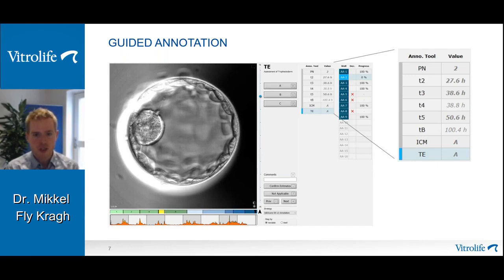As you can see in the screenshot, all the different parameters have been estimated beforehand by the AI. In this case, some of the predictions are marked with bold. This means that the AI is more confident about these predictions than the others. For instance, we see that the AI is confident about giving both the inner cell mass and the trophectoderm the score A, whereas it's a bit more uncertain about the timing of T4 and TB in this case.